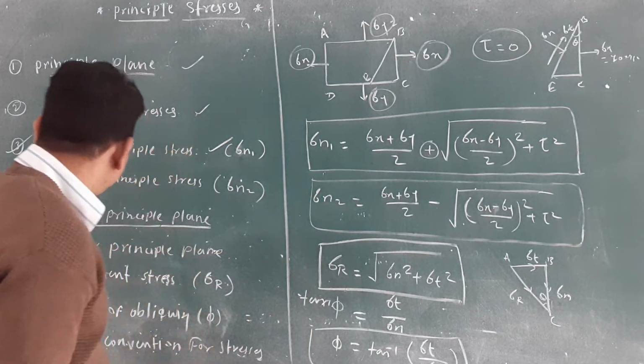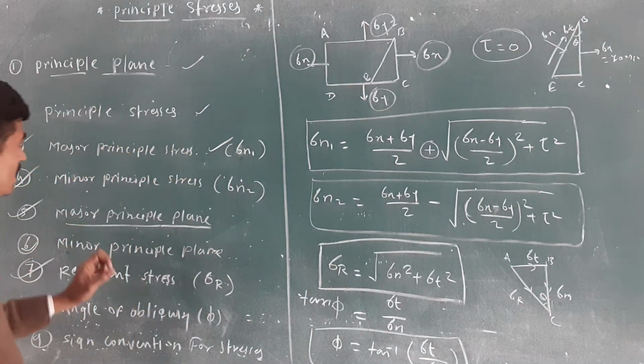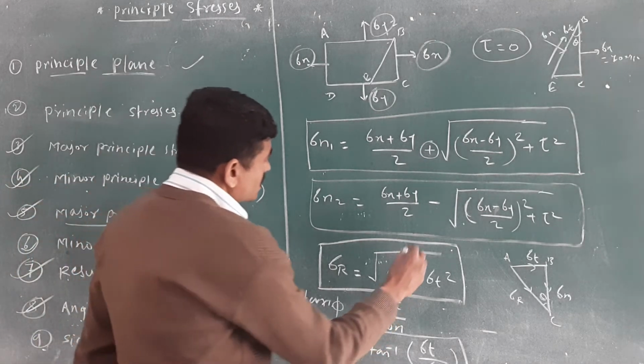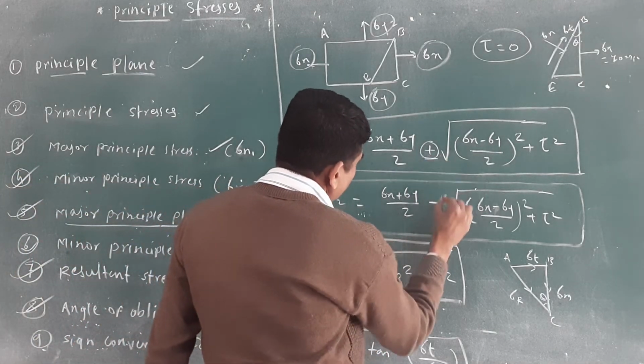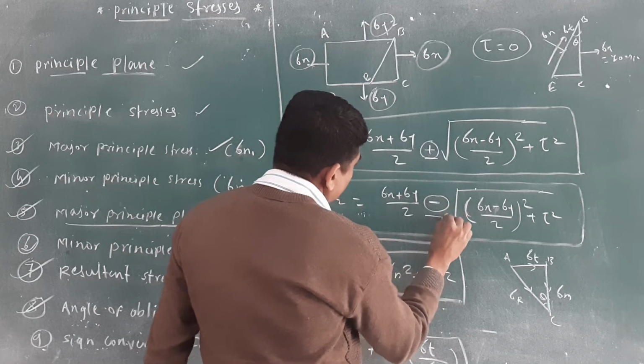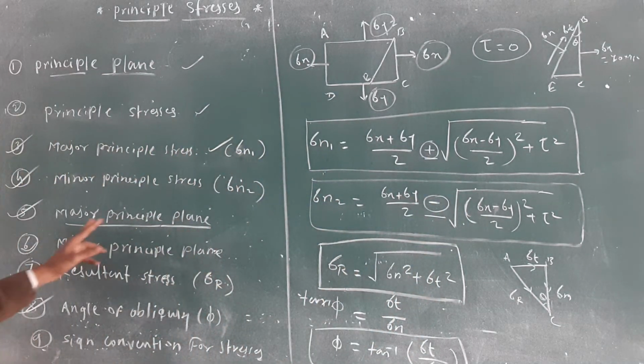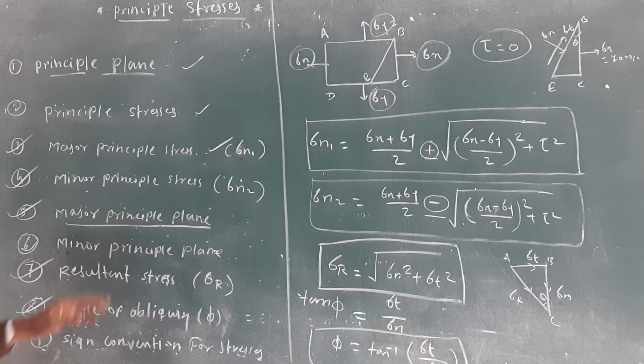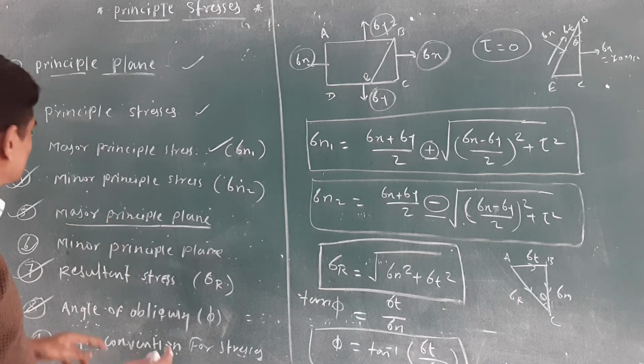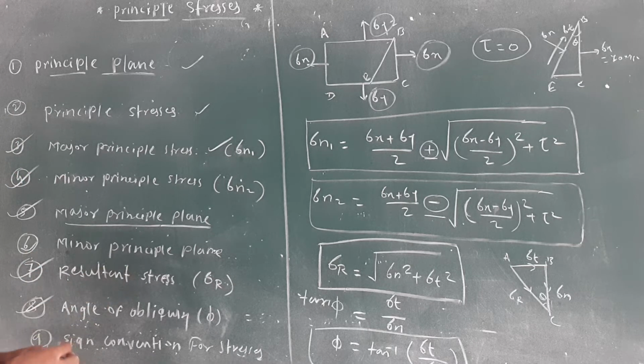And when you calculate the minor principal stress, then this sign only will change. Here this plus is replaced by the minus. Then major principal plane carries the maximum value of the stress. Minor principal plane carries the minimum value of the stress.